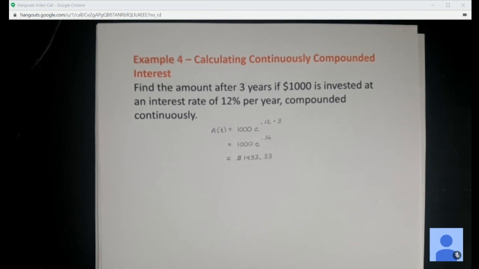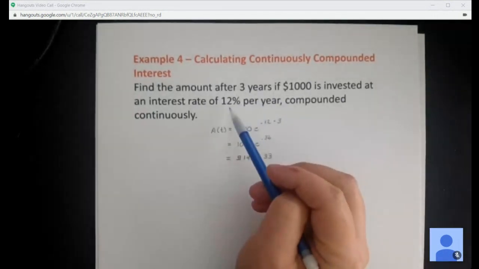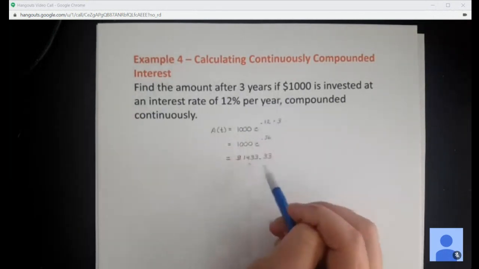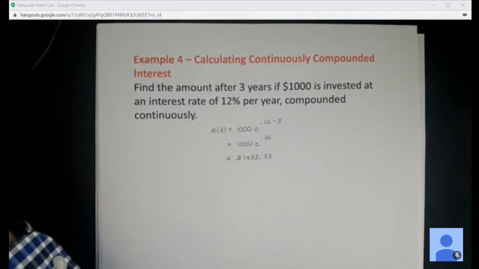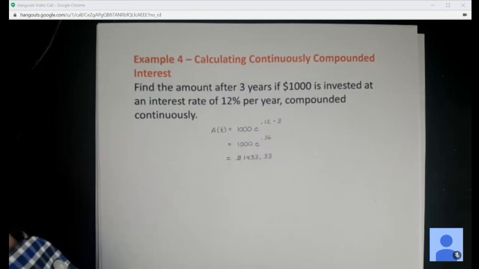Whenever you're compounding continuously, because it's a continuous compounding of interest, this is going to basically be the maximum amount that we could hit given these values: this principal, this interest rate, and that amount of time. This is kind of our max out point. Annually is going to be a little bit less than monthly, and that's going to be a little bit less than daily. And now continuously is going to be the max.